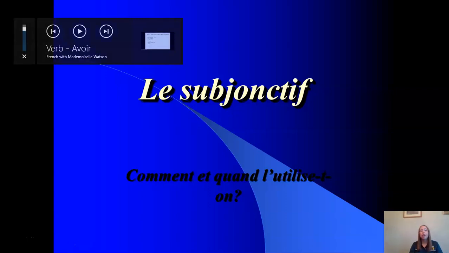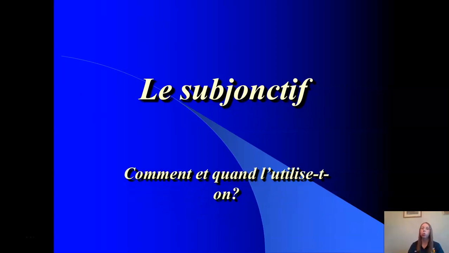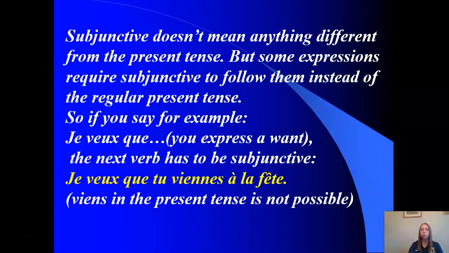Alors, aujourd'hui, on va réviser le subjonctif. On a juste commencé ça un peu en français 3. Donc, il faut parler de comment et quand on utilise le subjonctif. Donc, on va commencer avec les formes. Quelles sont les formes du subjonctif?